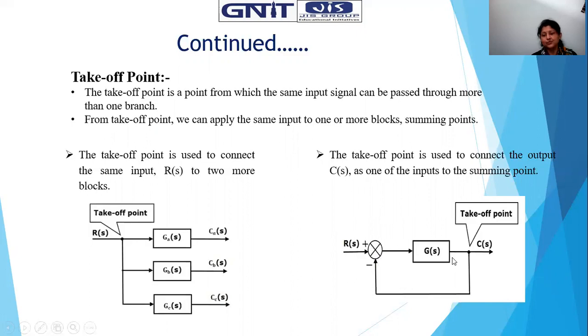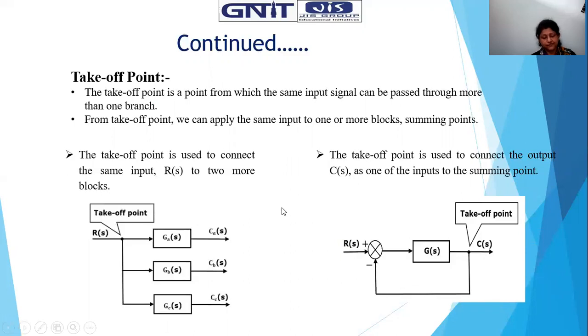And here is also the takeoff point, where the same signal will branch. So it is nothing but a node. You are taking two signals over there: one is the control variable, another one is the feedback signal. So it is nothing but the takeoff.